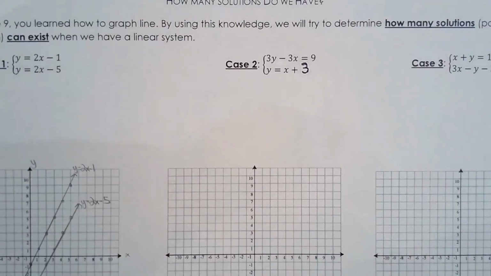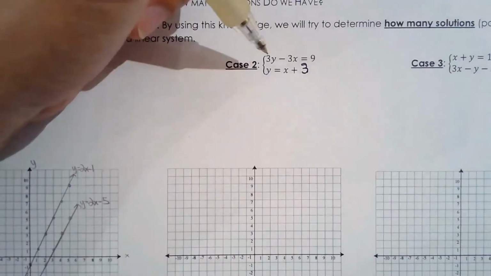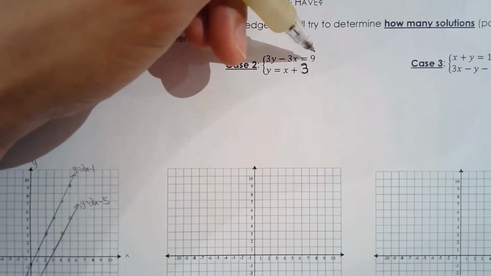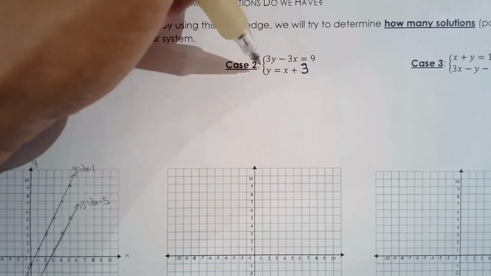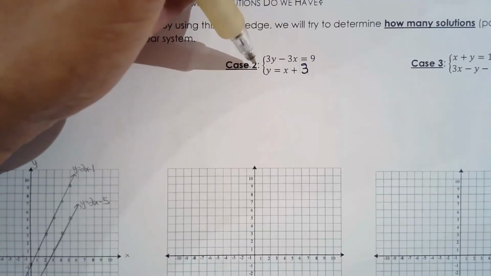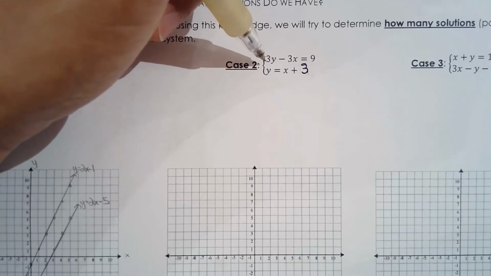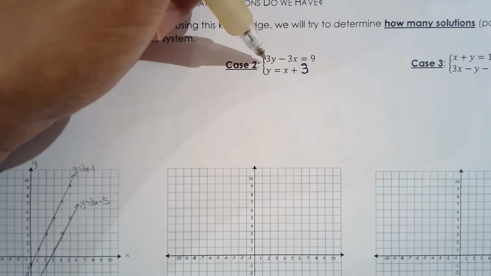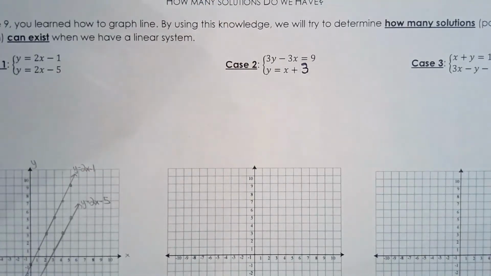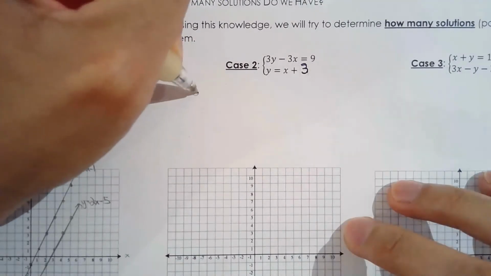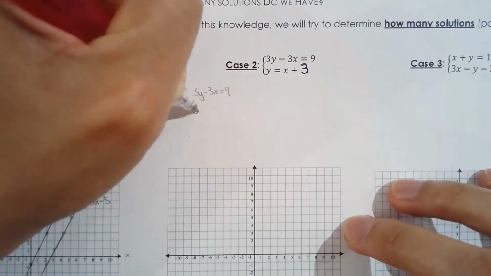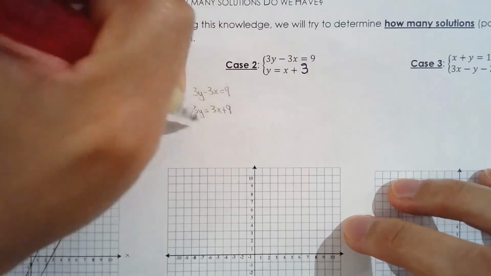Okay, so for case 2, we have a linear system, the first equation being 3y minus 3x equals 9. When I first see this equation, I notice that, wait a minute, it's not in standard form, nor is it in slope-intercept form. So what we're going to do is change it to slope-intercept form so I can graph the lines like I graphed before. I find the slope, I find the y-intercept, and I'm ready to go. So 3y minus 3x equals 9. Let's add 3x to both sides. Divide both sides by 3.